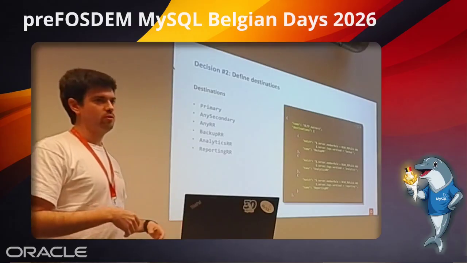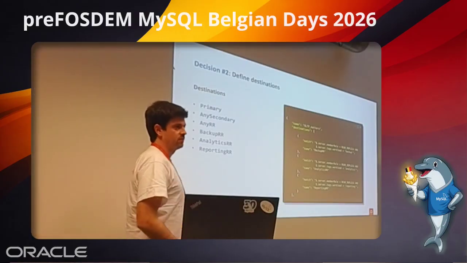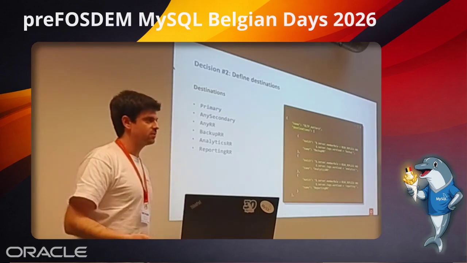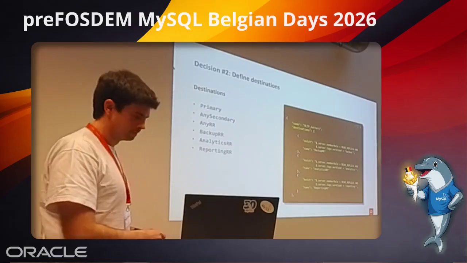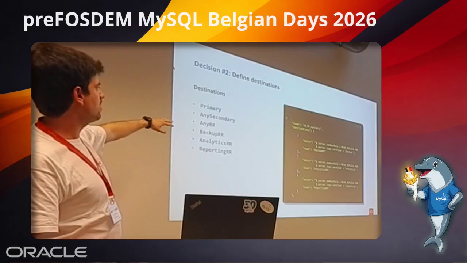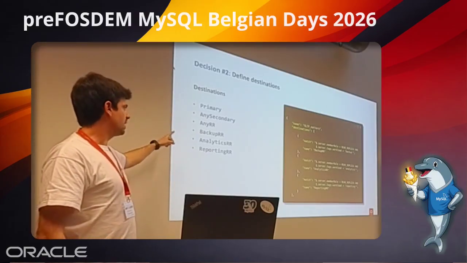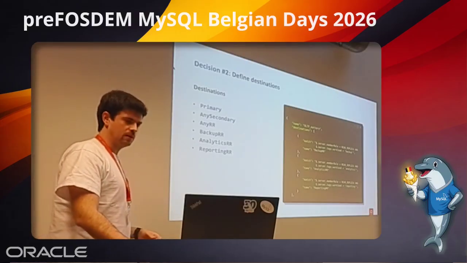It's just an example. You could use any other thing. For example, server version. You are using a specific version of MySQL for analytics, let's say. You could do that and define the destinations like that. So with this, we have the six destinations: primary, any secondary, any read replica, backup read replicas, analytics read replicas, and reporting read replicas.